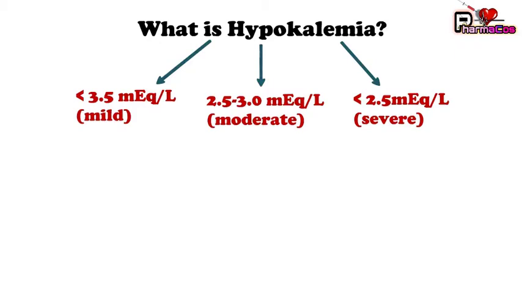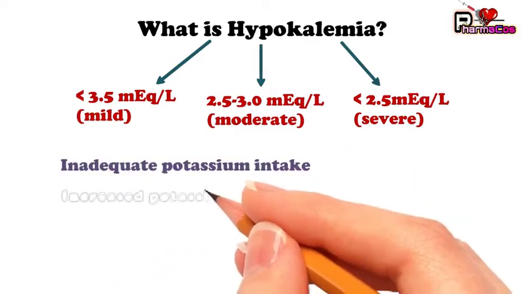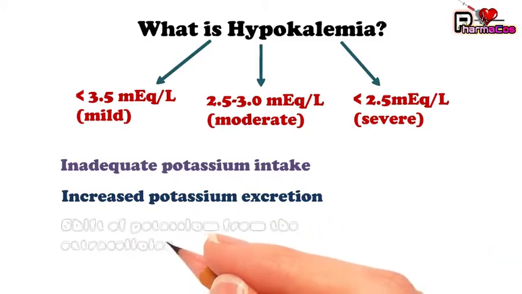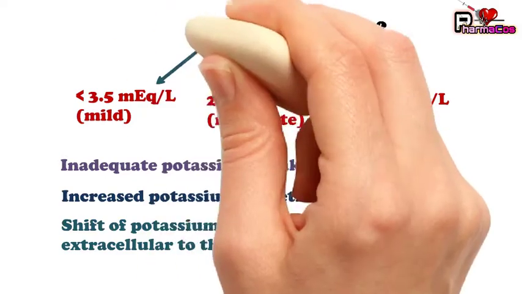Hypokalemia may result from inadequate potassium intake, increased potassium excretion, or a shift of potassium from the extracellular to the intracellular space. Increased excretion is the most common mechanism. Poor intake or an intracellular shift by itself is a distinctly uncommon cause, but several causes often are present simultaneously.